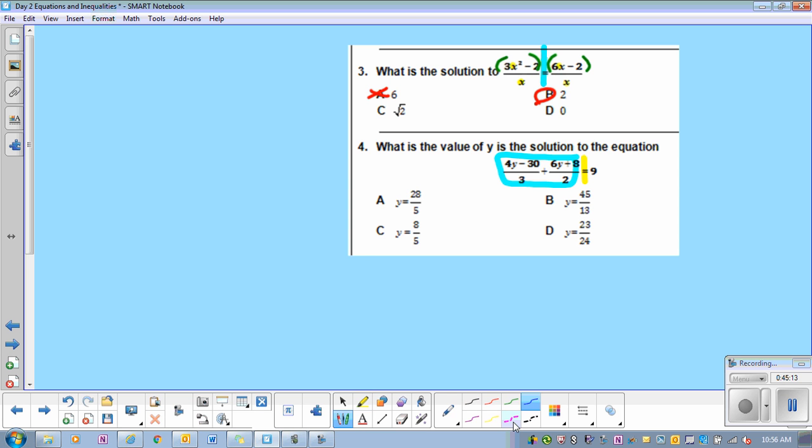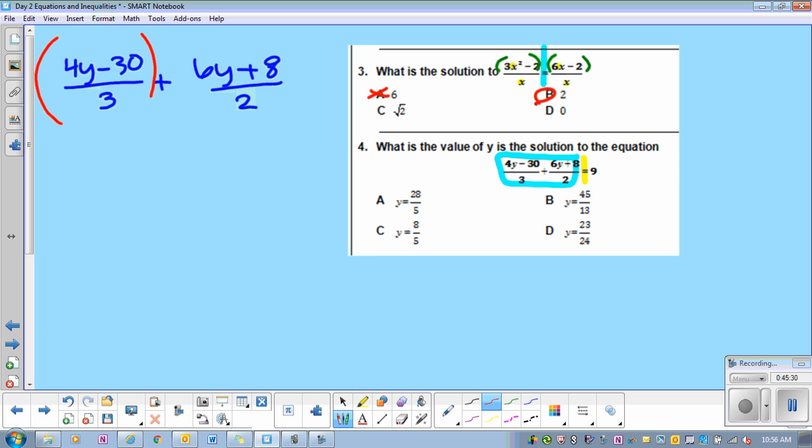Well, let's figure this out. You have (4y minus 30) over 3 plus (6y plus 8) over 2, right? Remember I told you guys fractions need parentheses? Yeah. So this fraction gets parentheses. This fraction gets parentheses. Okay? And you have more than one term, so those get parentheses. Does that make sense? It's really kind of weird putting this into the calculator. But you have to do it this way. Okay? Just so we don't have any mess ups.